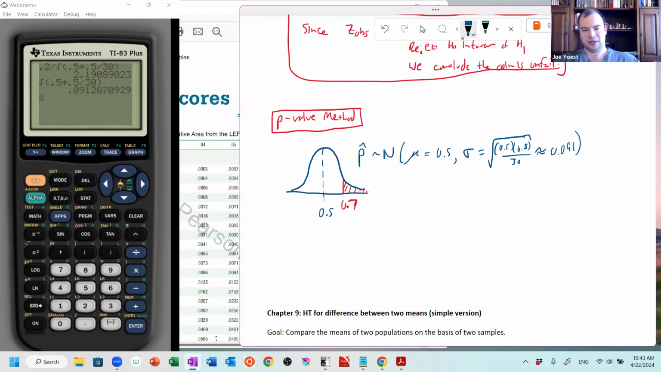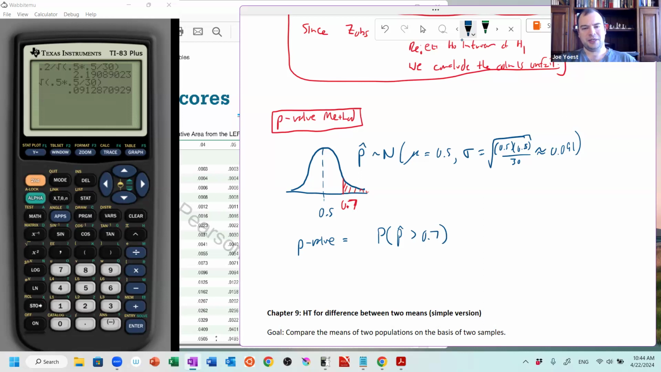So I can say something like the p-value. Unfortunately, in stats, we name like everything p. So I'm just going to write out p-value instead of calling it p, because we've already got p for proportion and p hat and all that. So the p-value is going to look something like the probability that this random variable p hat is bigger than 0.7.